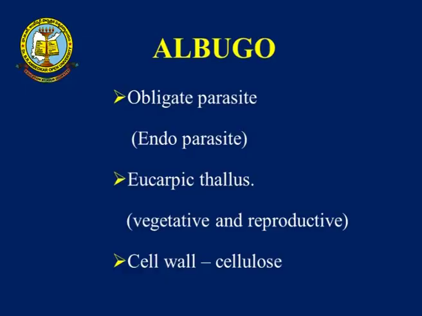Albugo candida causes the white rust disease. We generally see this disease in some family members, that is the Nyctaginaceae family, Brassicaceae family and Cruciferae families. So we are going to go into detail about Albugo candida. It is an obligate parasite, meaning it is totally dependent on the host. If there is no host, there is no Albugo candida. So we call that an endoparasite.